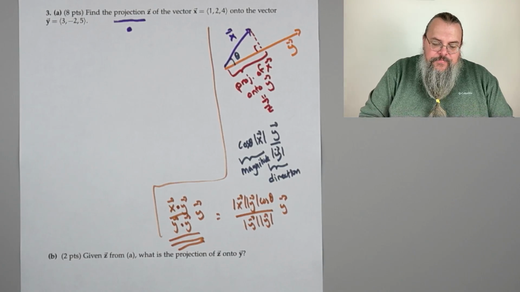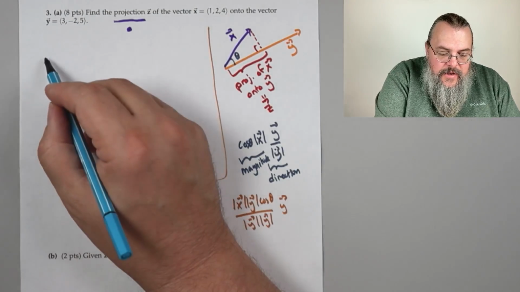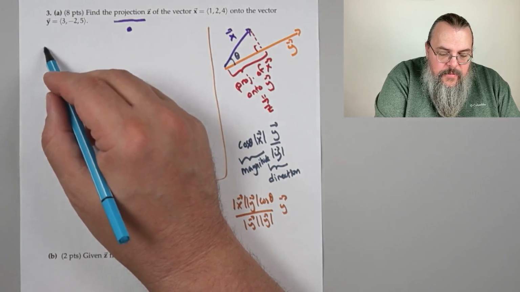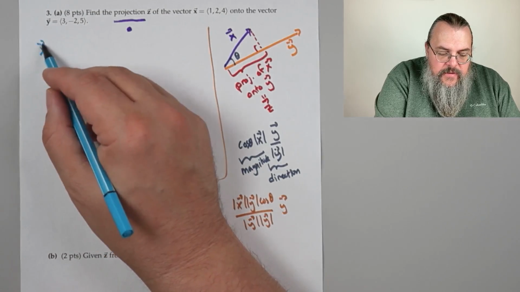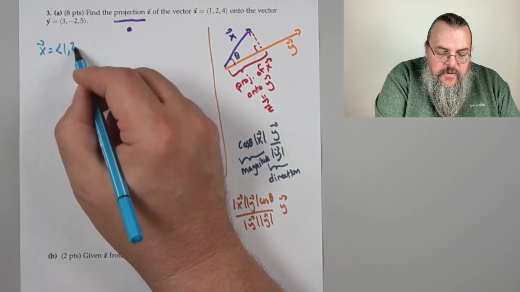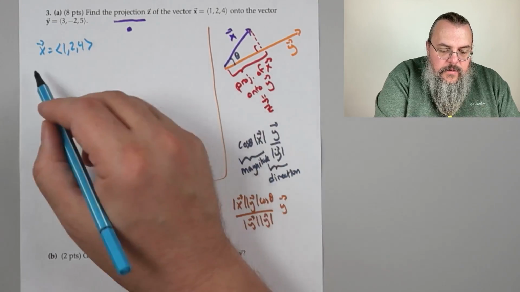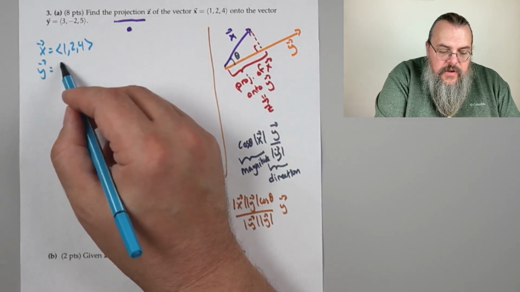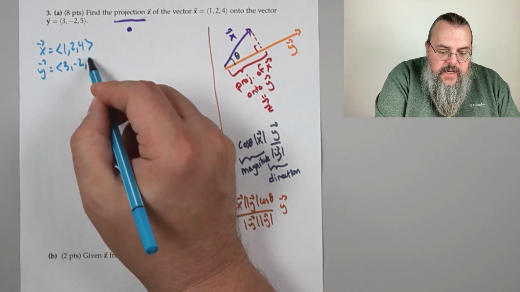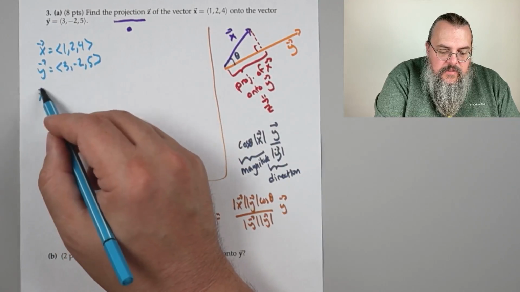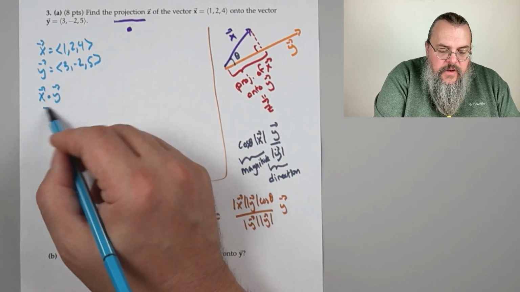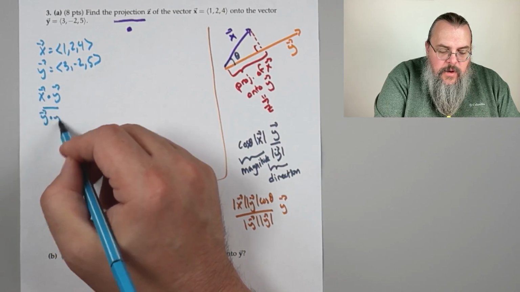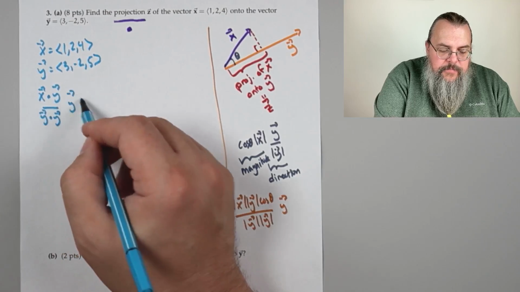Now we're ready. We'll write down our x for reference. So x is our vector 1, 2, 4. And y is our vector 3, minus 2, 5. So we're going to take x dot y over y dot y times y.